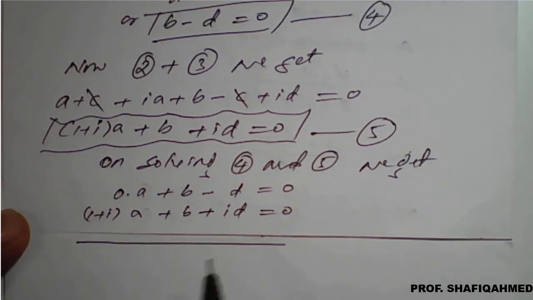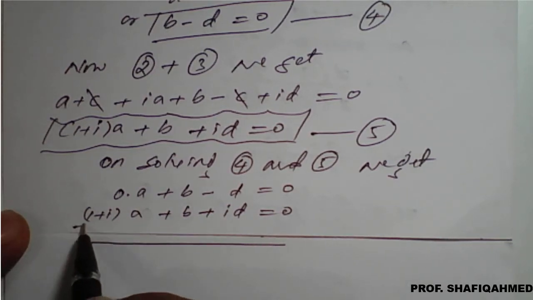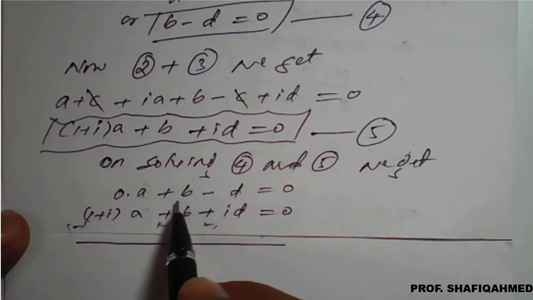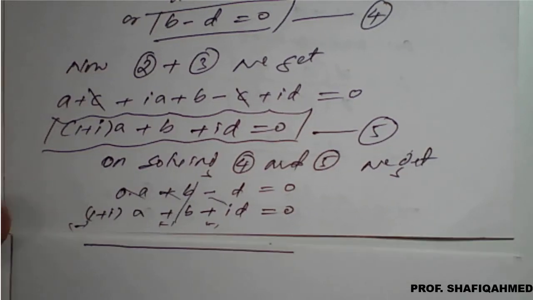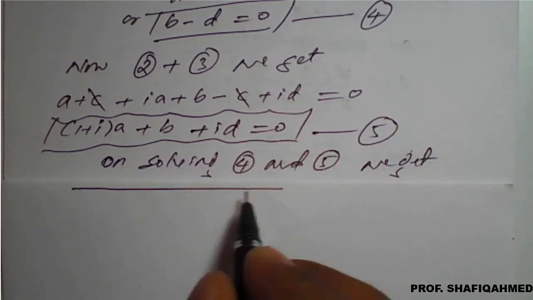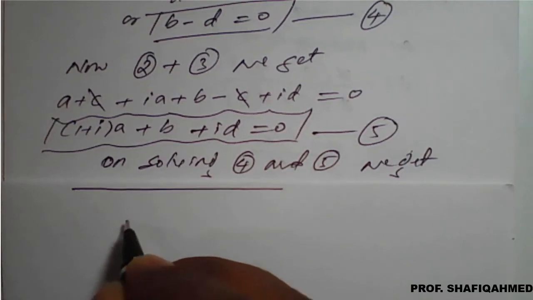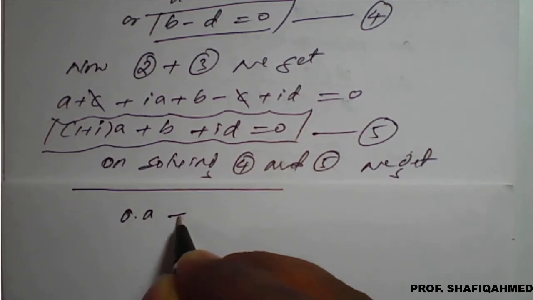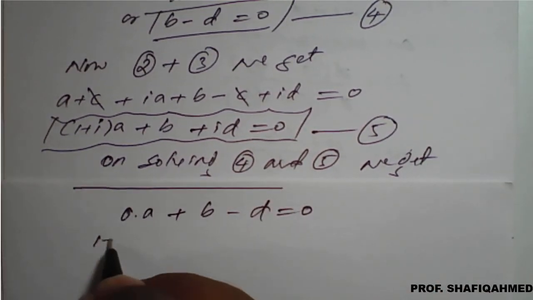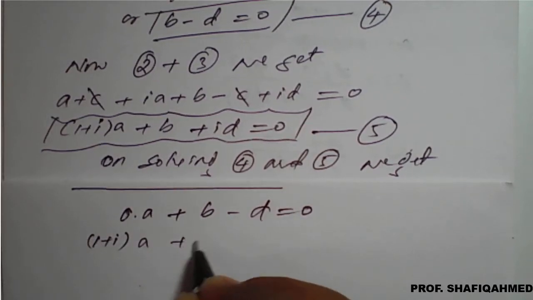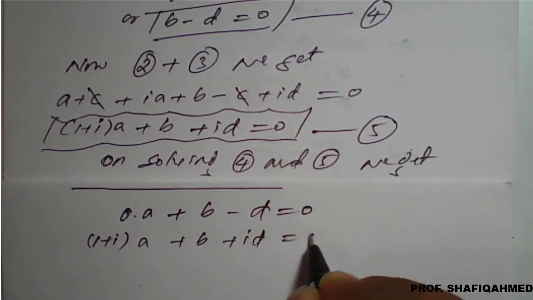So if you simplify these two, you can observe here, these get cancelled, we'll change the sign, so b minus b cancels. Or else we'll go for the other option. I'll rewrite: on solving 4 and 5, the fourth one is 0 into a plus b minus d equal to 0, and from equation 5, 1 plus i of a plus b plus id equal to 0.